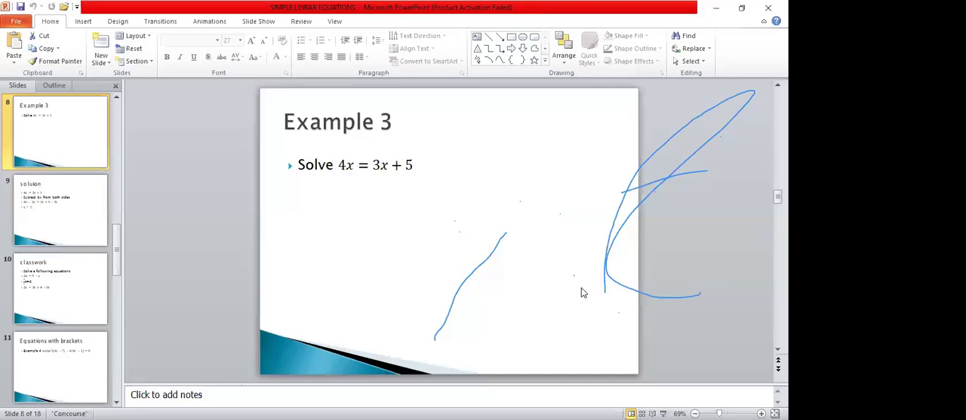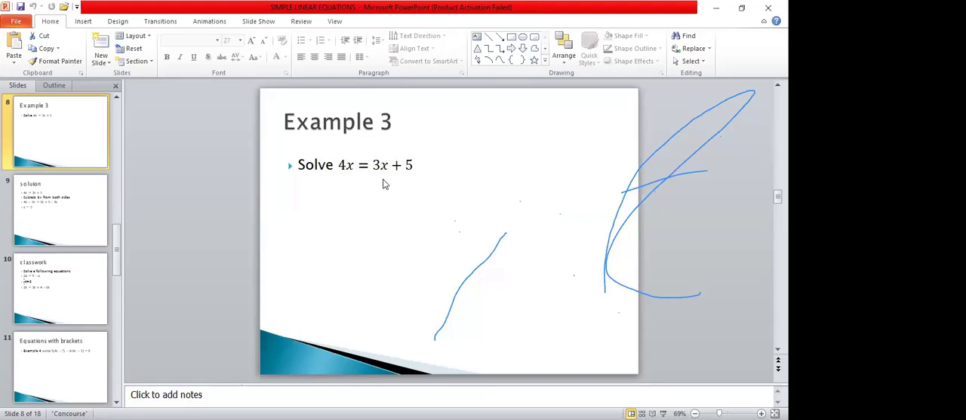Now, the like terms here are 4x and 3x. So, having identified the like terms, it means that we cannot add 3x and 5 together. What we need to do is to ensure that 4x and 3x are on the same side. Okay? Aisha, I'm not hearing you. You're not responding.